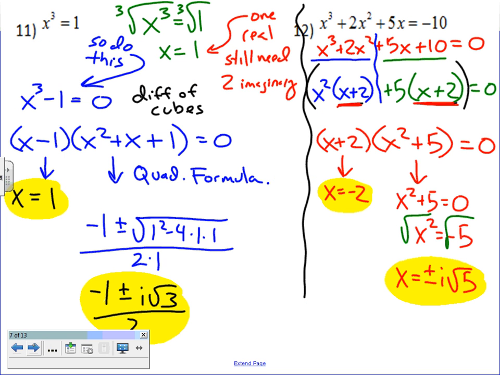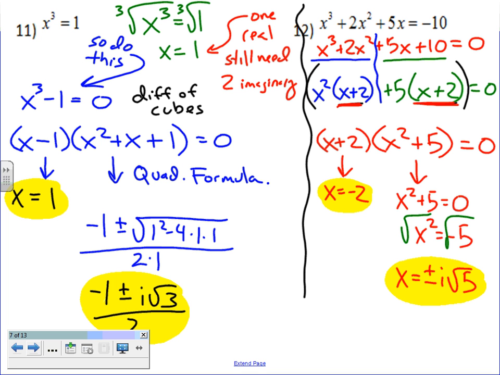Okay, here, 11, difference of cubes. What I have up here in green is, a lot of people say, well, can't I just take the cube root? Yes, you can, and you get x equals 1. You only get one answer, but being that it's x cubed, there's really 3 answers here, so you have to account for 2 more solutions. They happen to be imaginary.